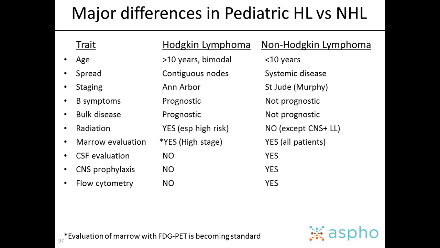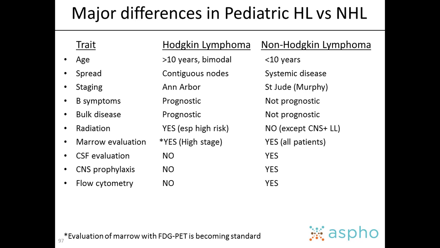We use Ann Arbor versus St. Jude staging. B symptoms and bulk disease are prognostic for Hodgkin lymphoma, although while present in non-Hodgkin lymphoma, they are not prognostic. We frequently use radiation as part of therapy for Hodgkin lymphoma, but not for the NHLs. We do evaluate the marrow for Hodgkin lymphoma, but we use a PET scan for it. For non-Hodgkin lymphoma, marrow evaluation is standard for all patients.